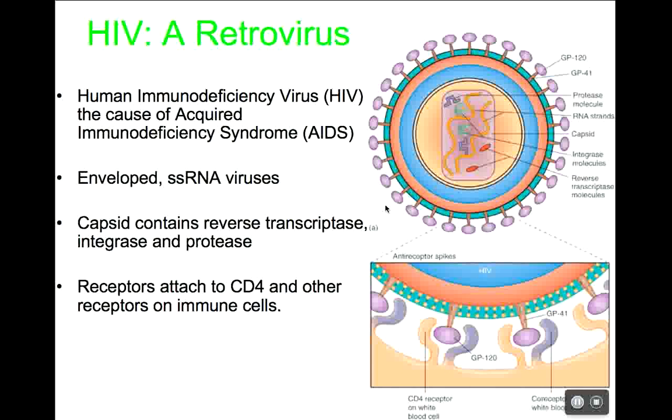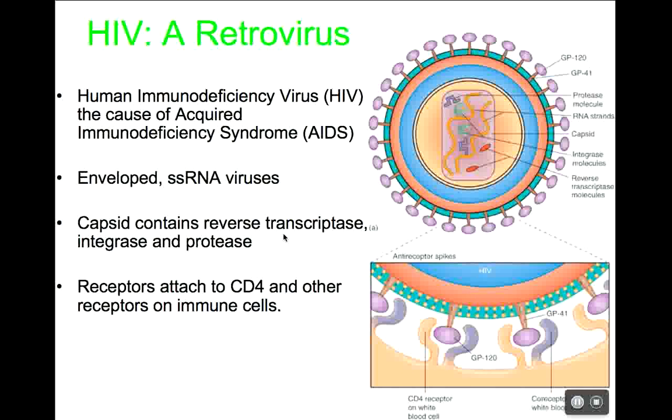All right, so we actually know quite a bit about this virus, even though it was only identified in 1983. We know quite a bit about the virus at this point and how it works. It is an enveloped single-stranded RNA virus. It's unusual in that the capsid of HIV does carry a couple of its own enzymes, 3 enzymes that are really quite important to its life cycle. The capsid contains an enzyme called reverse transcriptase. Reverse transcriptase makes a DNA copy from the viral RNA.